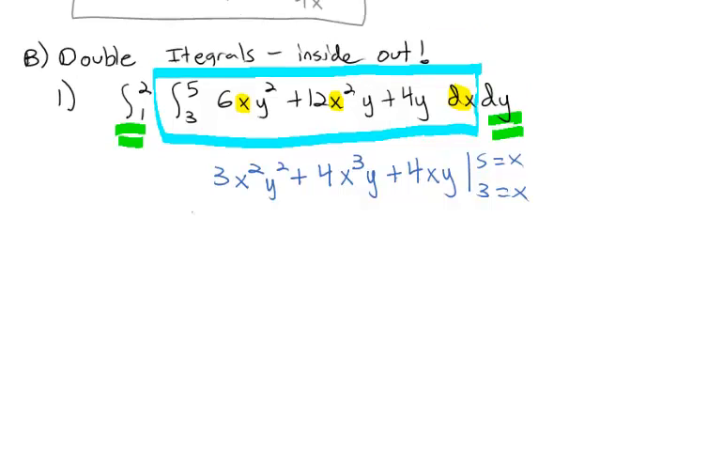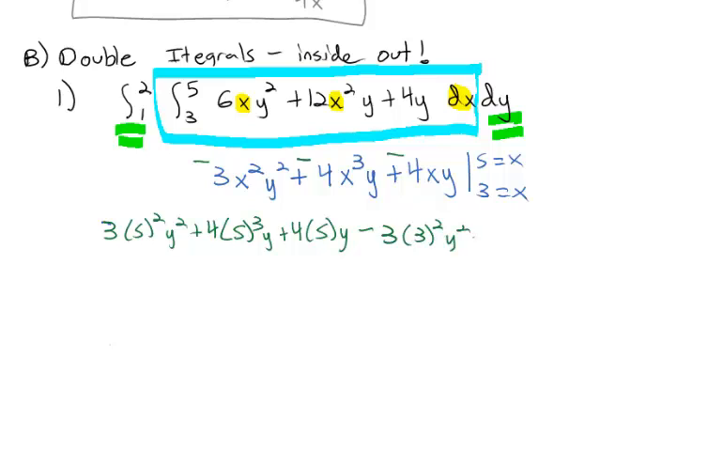So let's replace the x's with 5 and 3. We have 3 times 5 squared y squared plus 4 times 5 cubed y plus 4 times 5y, and then we subtract, changing the signs, minus 3 times 3 squared y squared minus 4 times 3 cubed y minus 4 times 3y.